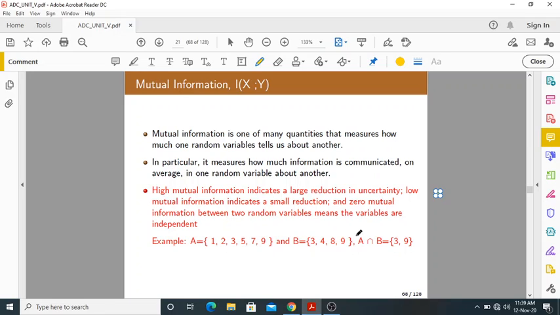Simply, it is like an intersection of two matrices, two arrays. Suppose you take A and B, you assume that A is input and B is output, something like that. Now, how much common element do they contain? How many do they contain? 2. So, the mutual information between A and B is, we can say, 2, the elements 3 and 9. As simple as that.